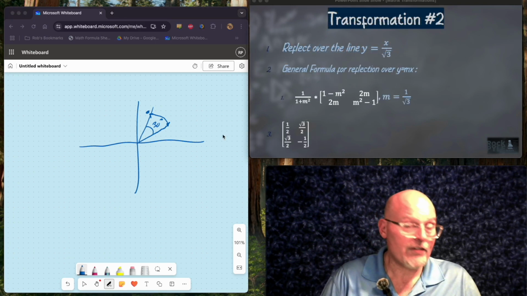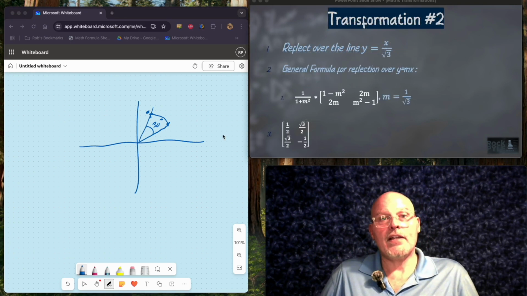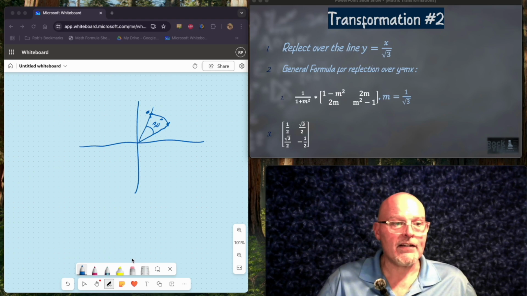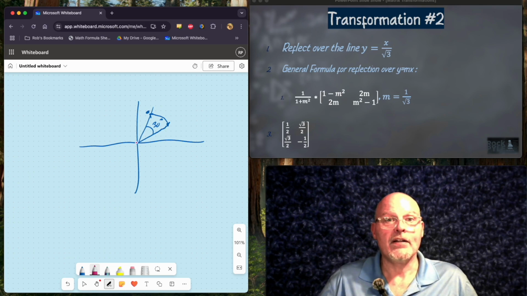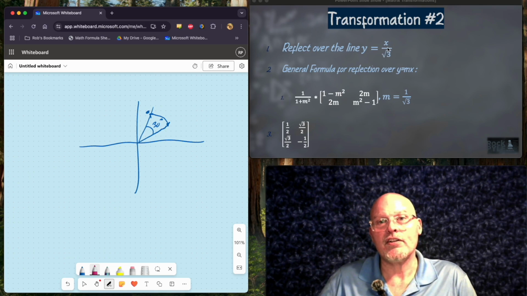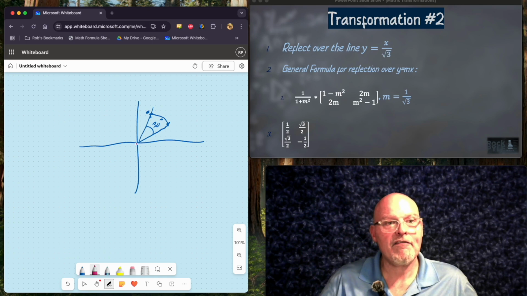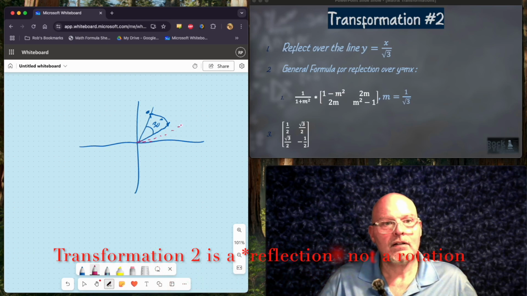Now transformation 2. We're going to take that point and reflect it over the line y equals x over the square root of 3. The square root of 3 is about 1.7, so this is roughly a slope of 1/2. So that line is going to look something like that. And so a reflection will go from here across to down here somewhere.